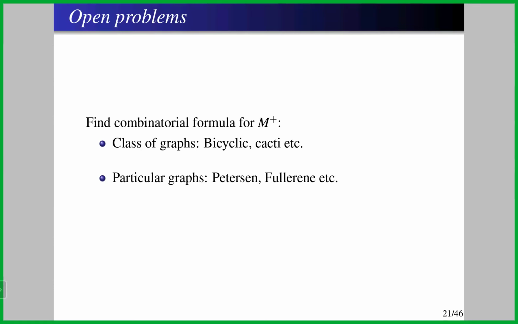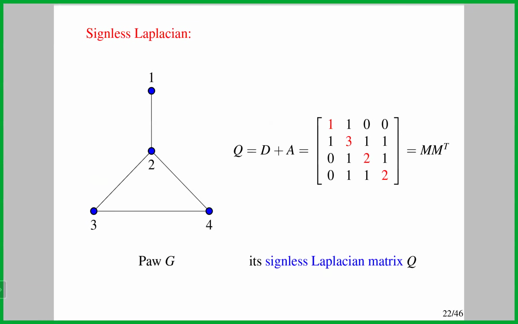There are a lot of open problems. You can do it in two ways: either you can find a combinatorial expression of M plus, or you can find an algebraic expression of M plus if the graph is well structured. And then I'll move on to something else.